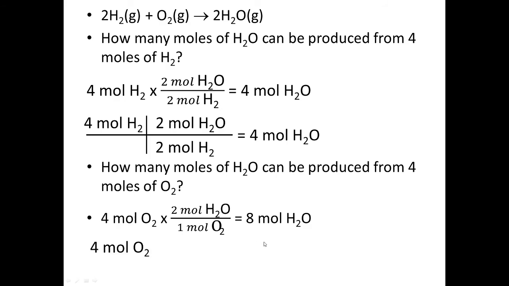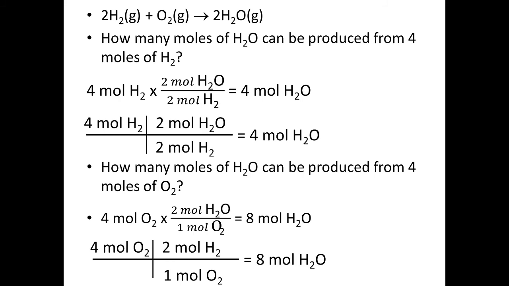If you want to do it the other way, write the 4 moles of O2, draw the horizontal line, draw the vertical line, write 1 mole of O2 in the denominator because you want the moles of oxygen to cancel. Write 2 moles of H2O in the numerator. Oh, forgot to write the O. Put an equal sign and do the multiplying. 4 times 2 is 8, divided by 1 is still 8. There you go. That's the basics of stoichiometry. We'll do a more complicated problem later.